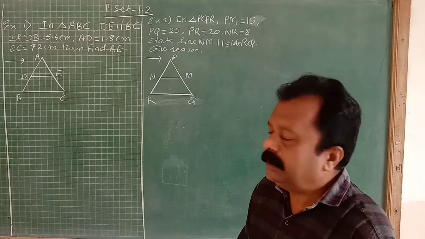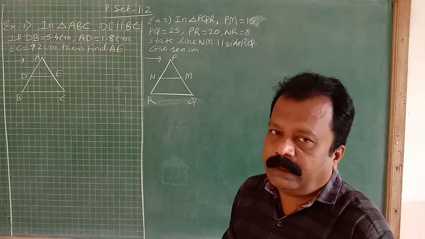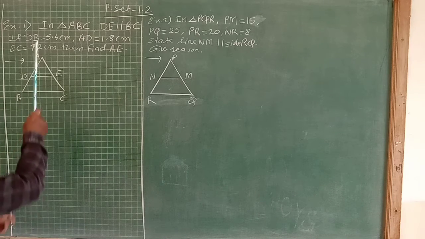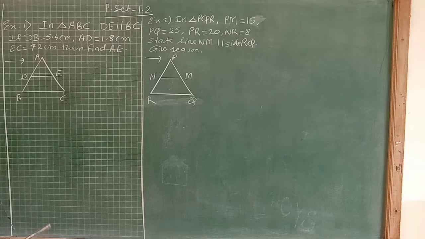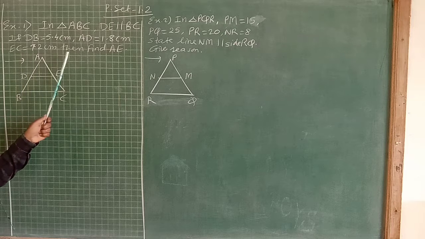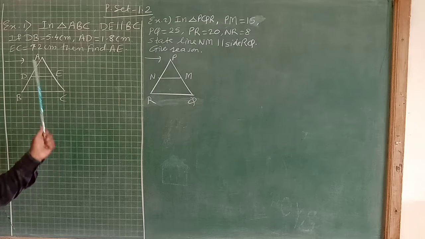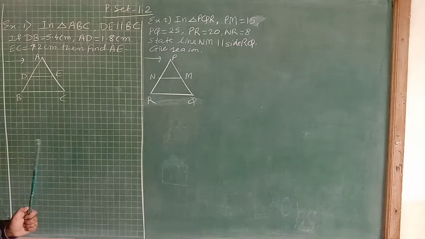Now let's see one example. First of all, in triangle ABC, DE is parallel to BC, given. If DB is equal to 5.4 cm, AD is equal to 1.8 cm, EC is equal to 7.2 cm, then find AE. The figure is also given. Triangle ABC is given, side DE is given, and it is parallel to BC.